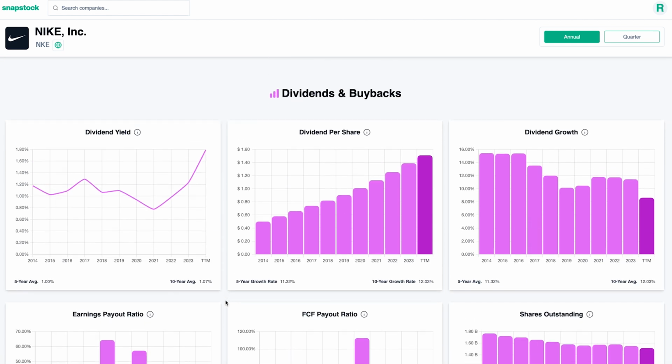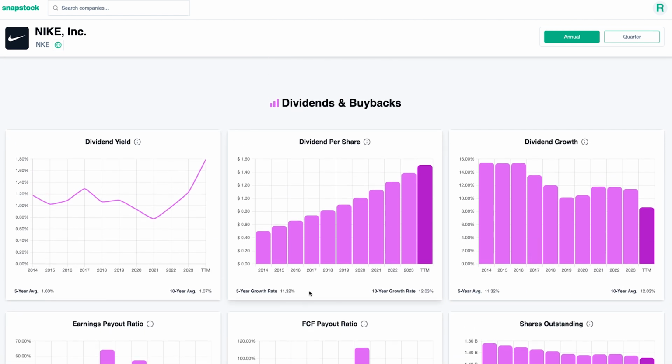And if we scroll up looking at the dividend per share, we can see that Nike's also been a very solid dividend grower. The 5-year dividend growth rate is 11.3%, and the 10-year is actually even higher at 12%. Furthermore, if we just look at the dividend history chart right here, we can see that Nike's been a very consistent dividend grower. And when it comes to investing in dividend stocks, this is exactly what you want to see. You want to invest in companies who are increasing their dividends over time.